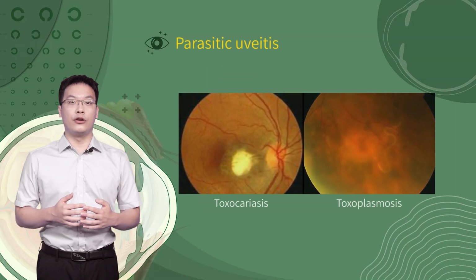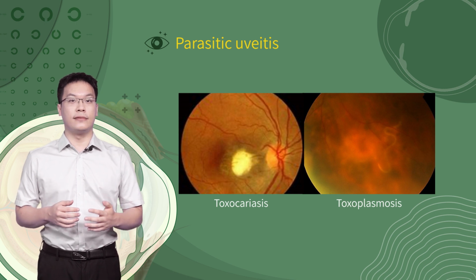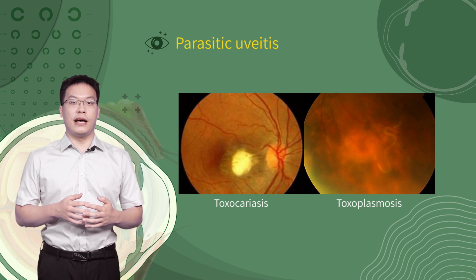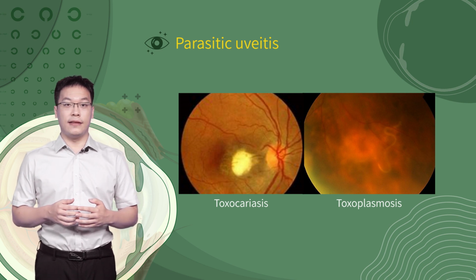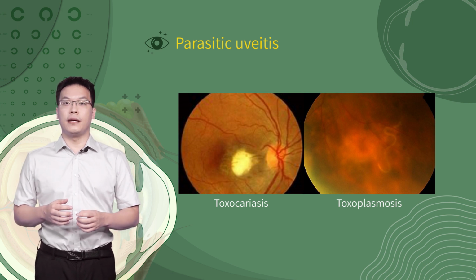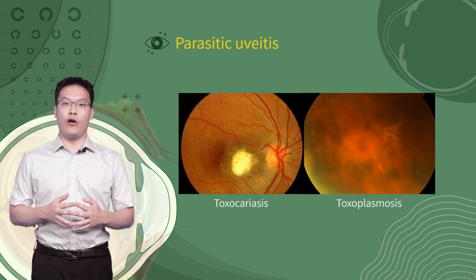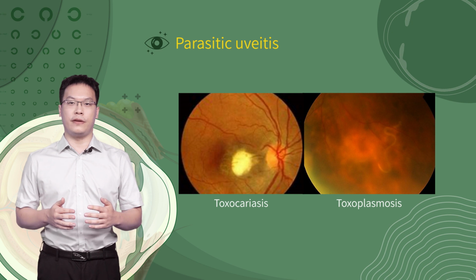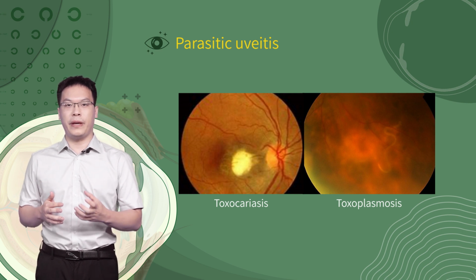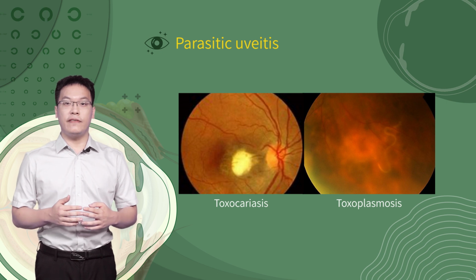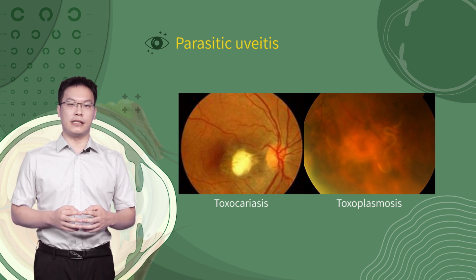Parasites can also cause posterior uveitis. Common pathogens include Toxocara and Toxoplasma. Toxocariasis shows a scar at the fovea and a fresh lesion involving the papillomacular bundle, while toxoplasmosis forms a solitary inflammatory focus near an old pigmented scar. Occasionally, we can even see live worms in the fundus.